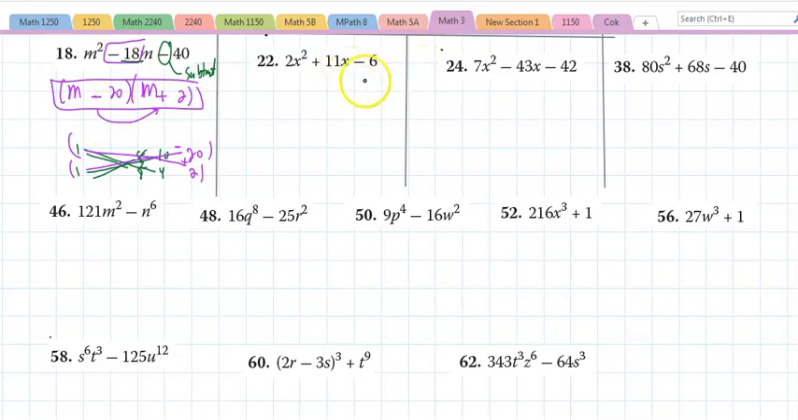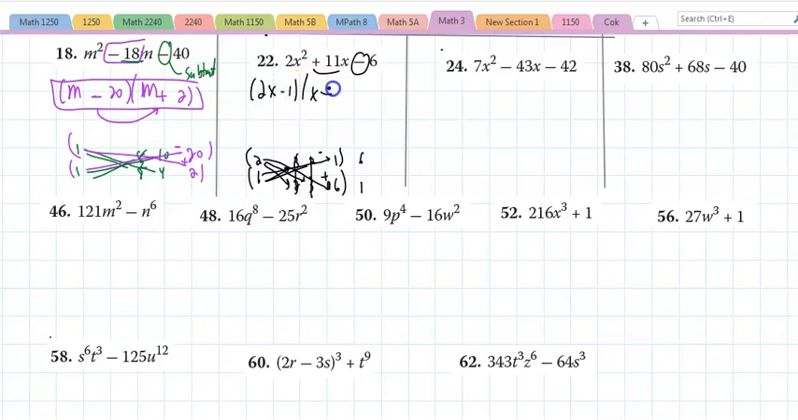Same deal here, no greatest common factor, but I notice that's 2 times 1 and 6. I could say 6 is 3 times 2, 2 times 3, or I could say that's 1 times 6, 6 times 1. I need them to subtract to get me 11. 4 minus 3 doesn't work. 6 minus 2 is 4. That didn't work. 12 minus 1. That works. How do you get a positive 11? If you had a positive 12 and a negative 1, right? So the 2 and the negative 1, 2x, of course, minus 1, and an x plus 6. And that's how you start factoring a bit faster.